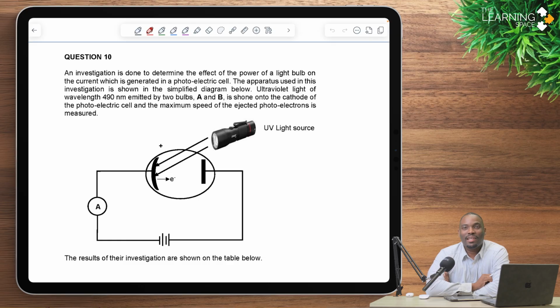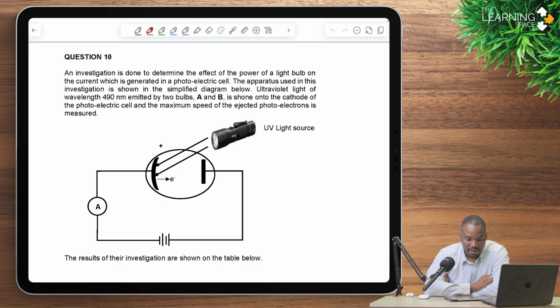Let's look at a photoelectric effect past paper question. Question 10 says, an investigation is done to determine the effect of the power of a light bulb on the current which is generated in a photoelectric cell. The apparatus used in this investigation is shown in the simplified diagram below.